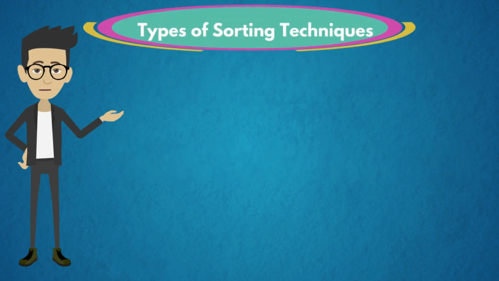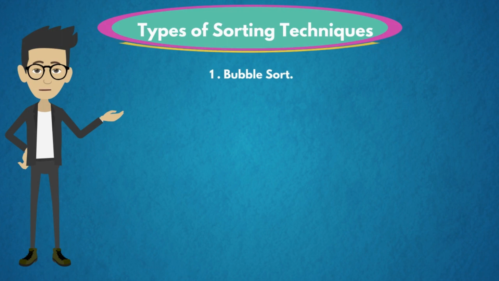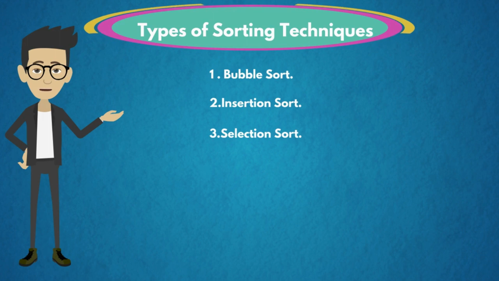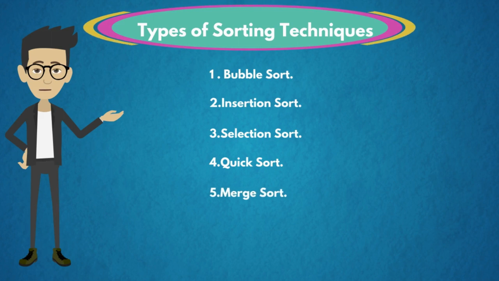Types of sorting techniques. First one, bubble sort. It is the simplest and oldest sorting technique. Second one, insertion sort. Insertion sort means sorting an array by shifting the elements. Third one, selection sort: find the smallest element in an array and exchange it. Fourth one, quick sort, where sorting is fast but not stable. Fifth one, merge sort. The unsorted list is divided into n sublists.